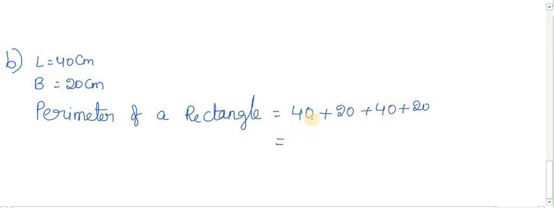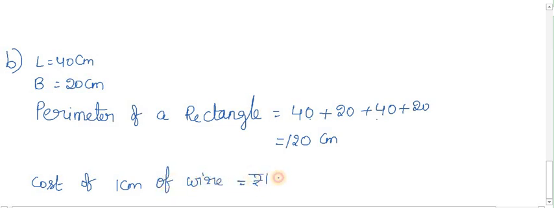Okay. Now we'll add all the ones places. All the ones places are 0, so we can write 0 directly. Now we'll add the tens place. 4 plus 2, 6. 6 plus 4, 10. 10 plus 2, 12. Wow, this is again 120 centimeters. So here we have to find one more thing, that is the cost of 1 centimeter of wire is equal to 15 rupees.